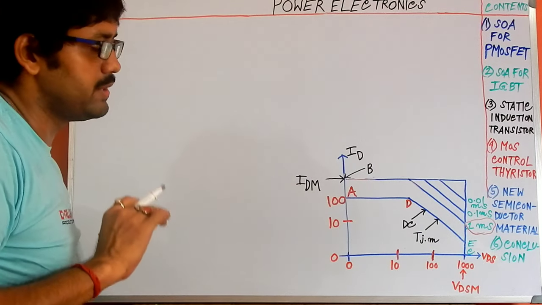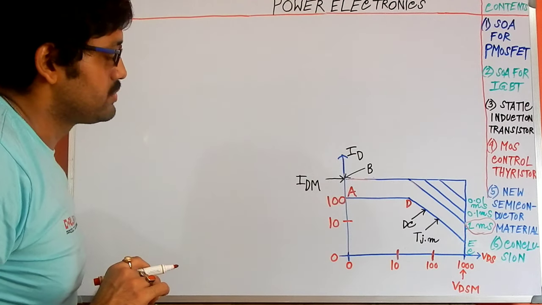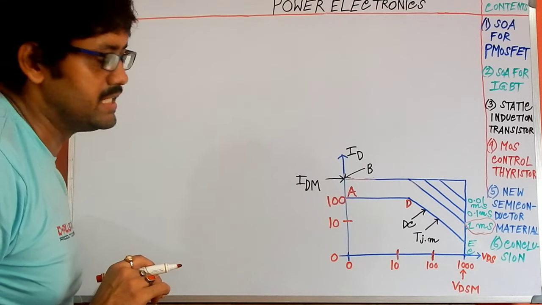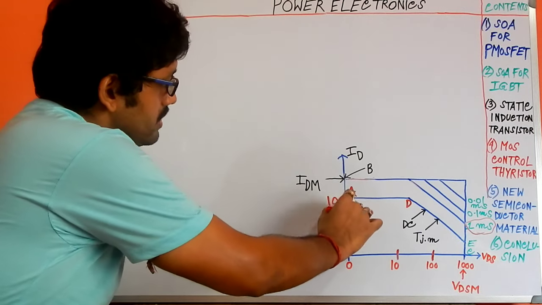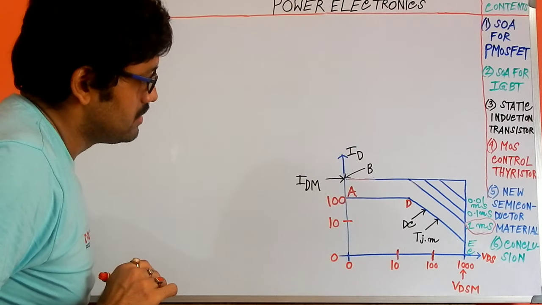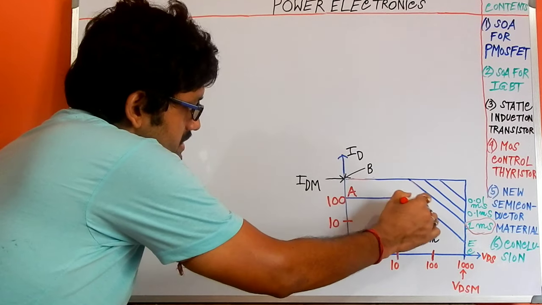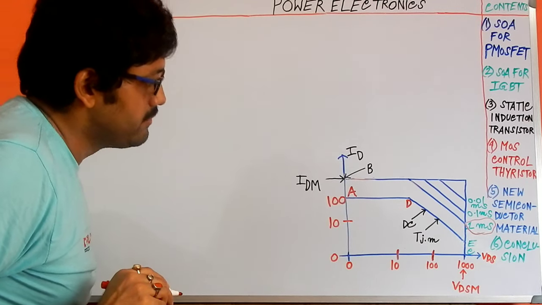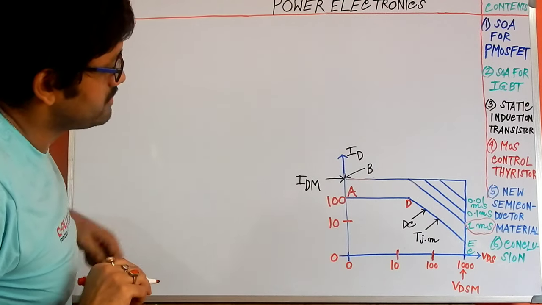Junction temperature is a very, very important consideration for this type of power electronics device. The junction temperature is dependent on the safe operating range or safe operating area. Understand? So this AD is the maximum DC limit. Beyond this limit, the current should be decreased and it is in this range. And EC is for the minimization of this junction temperature range. So this is the safe operating area.